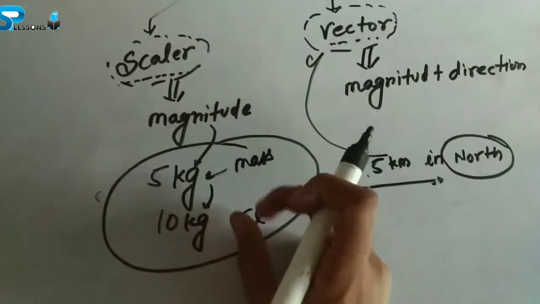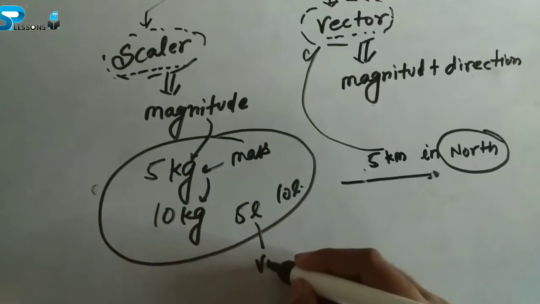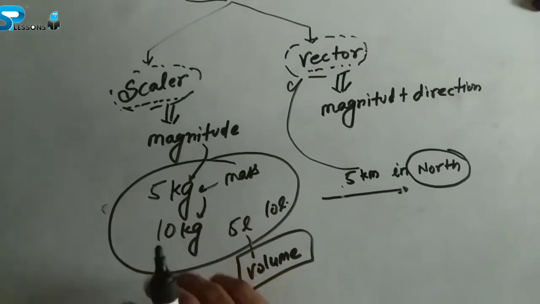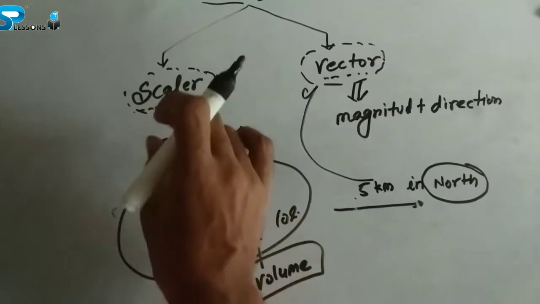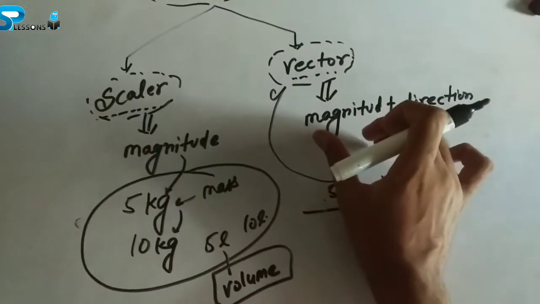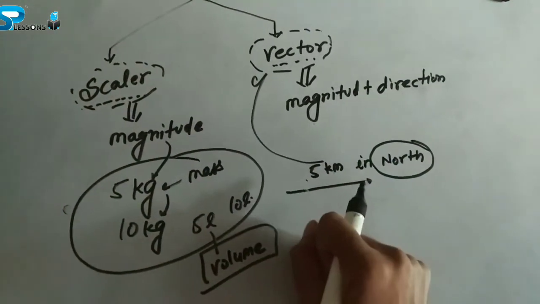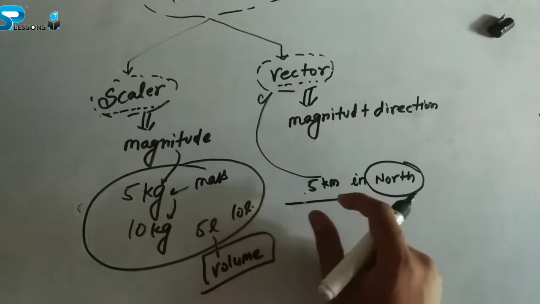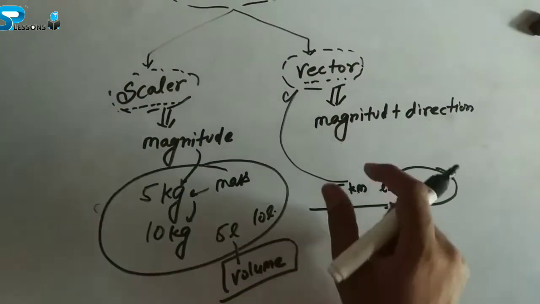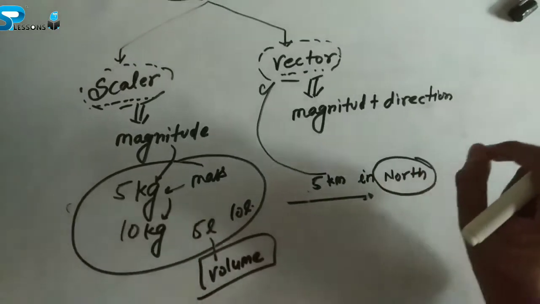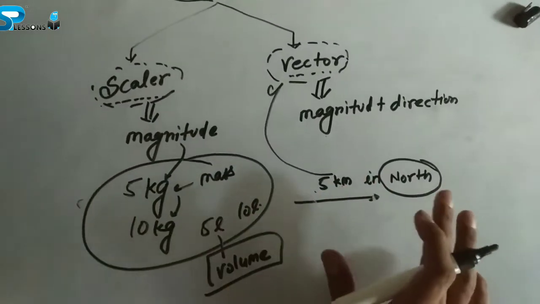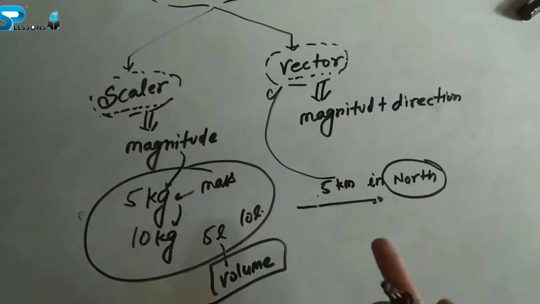Kilogram, this is called mass. Liter, this is volume. So these quantities only have magnitude, no direction, so they are called scalar quantities. And the quantity which has magnitude plus direction is called a vector quantity. So if we say we go 5 kilometers in the north direction, it's a vector quantity. If we say we only go 5 kilometers far away, it's a scalar quantity, because we don't mention any direction. Scalar is magnitude only, vector is magnitude plus direction.